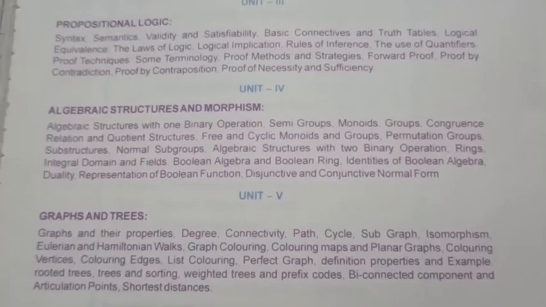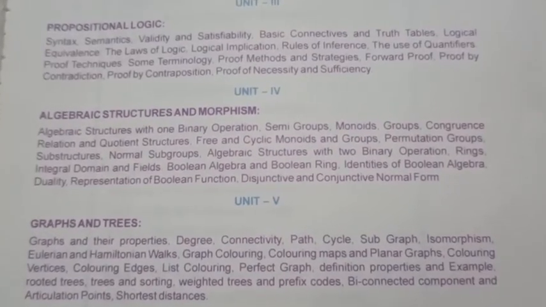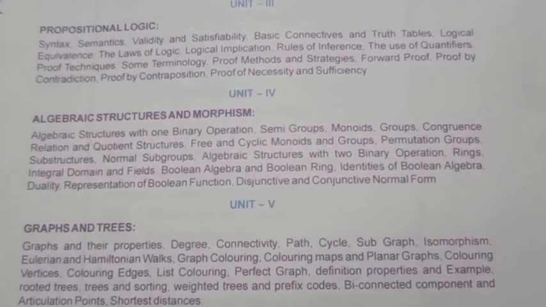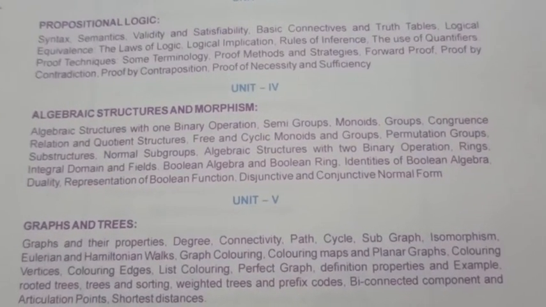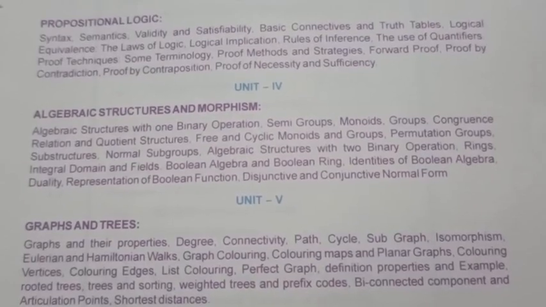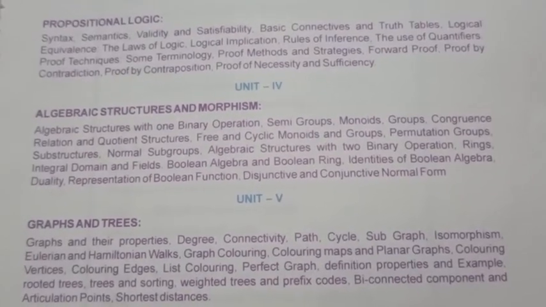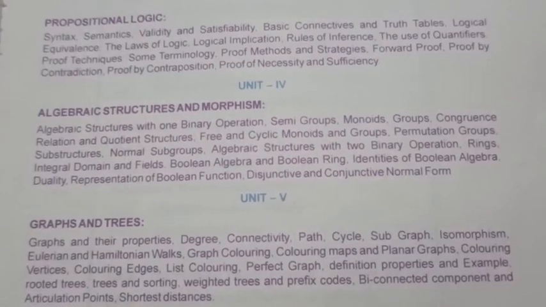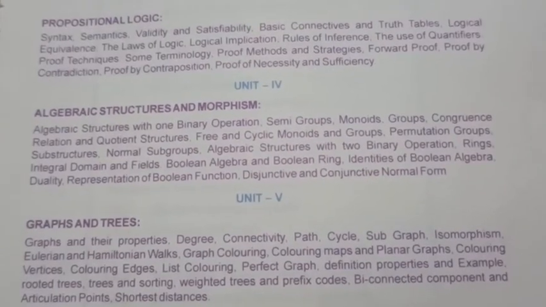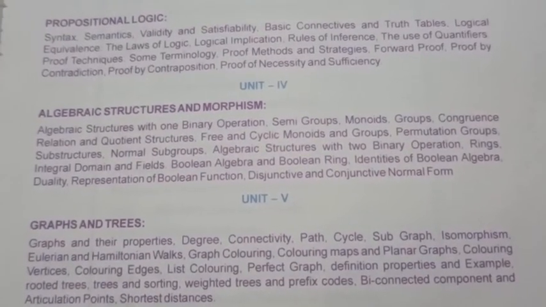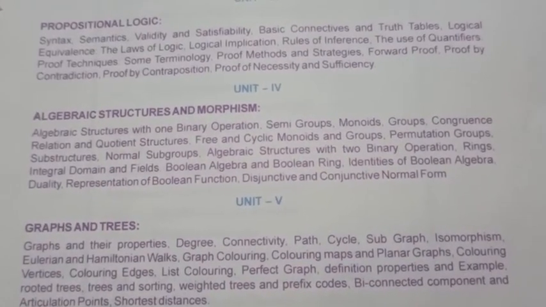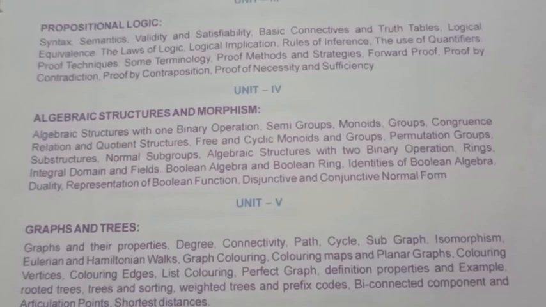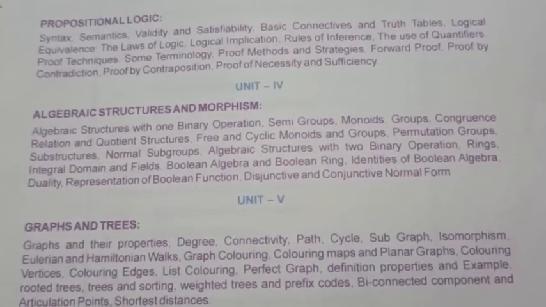Very good evening, children. Today I would like to talk about algebraic structures and morphisms. In these, we have the topics: algebraic structures with one binary operation, semigroups, monoids, groups. Already I told about all these, isn't it? Already I said algebraic structures with one binary operation, group, semigroup, monoid. These all come under this. And finally, we got information about abelian group also.